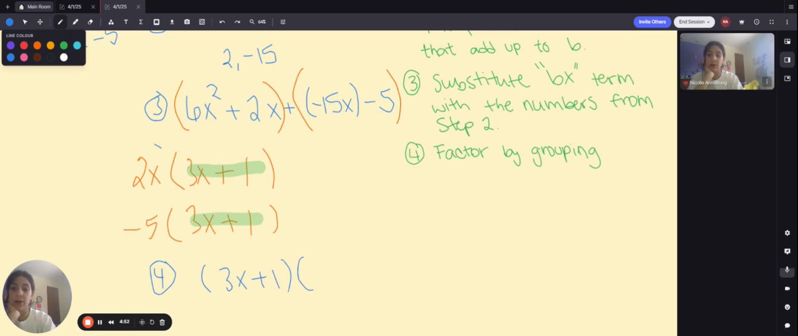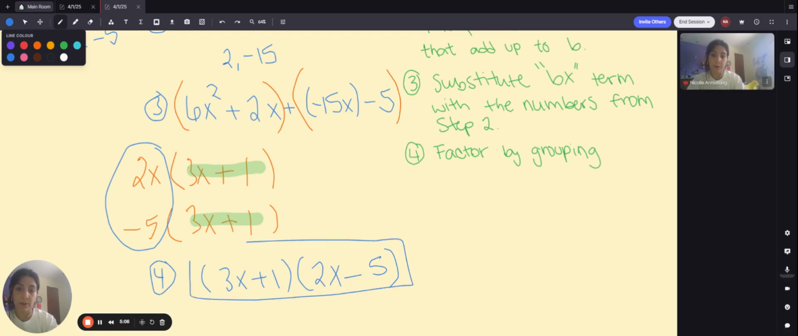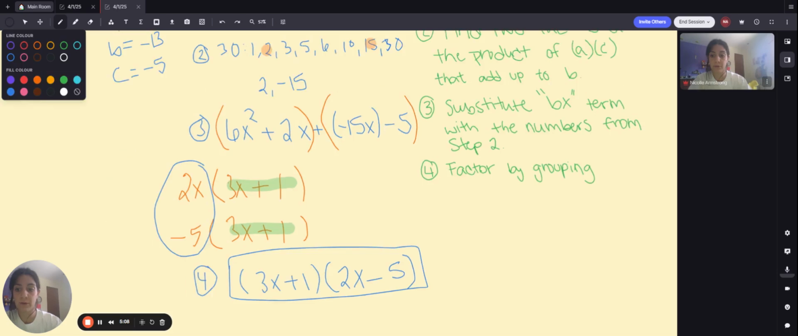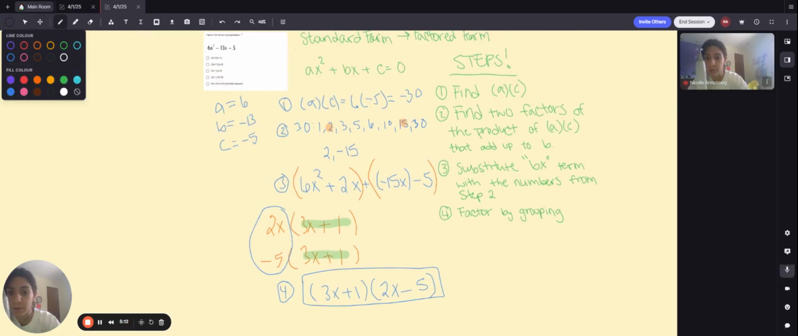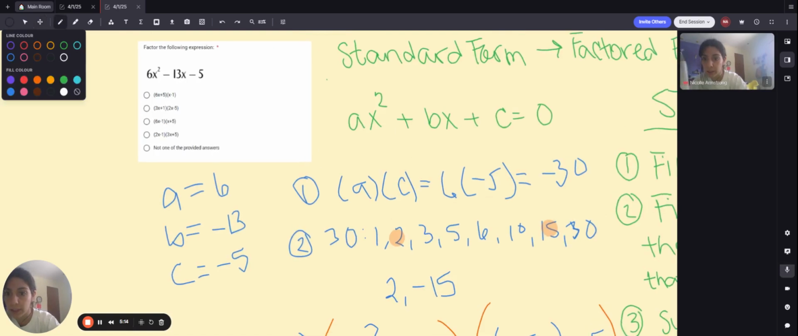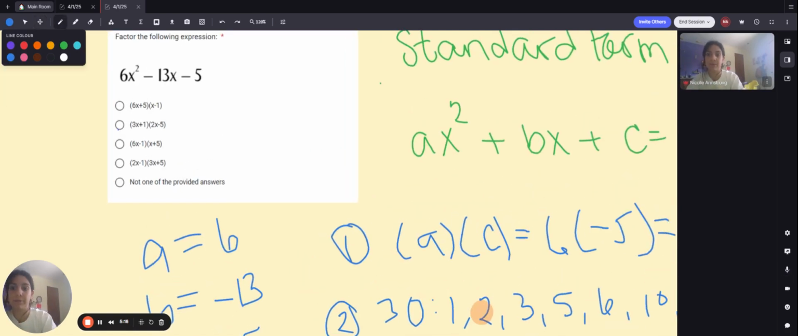And then we're going to take our two terms that are factored out and put them into a separate group. This is going to be 2x minus 5. And these are your two binomials factored out from the original expression. And it would be answer choice B. Thank you.